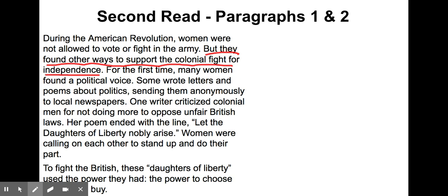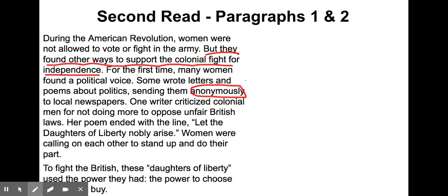For the first time, many women found a political voice. Some wrote letters and poems about politics, sending them anonymously to local newspapers. I'm going to actually circle this word because I think that anonymous means when you don't have your name. So when you are saying something, but you are not saying who you are. So when they sent letters to the newspapers without telling them who they were, that's anonymously.